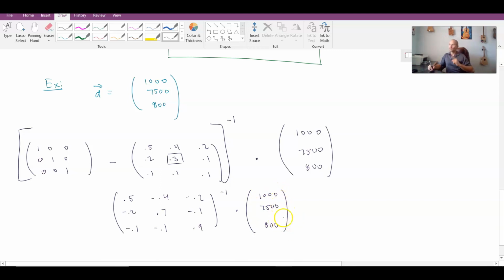So one of the things we should see is in our solution, when we come up with the answer, this answer better involve quantities that are greater, probably far greater than the 1,000, 7,500, and 800, because how could we possibly meet the final demand if we produce less than the final demand? We still have an entire set of industries to satisfy in the intermediate demand.